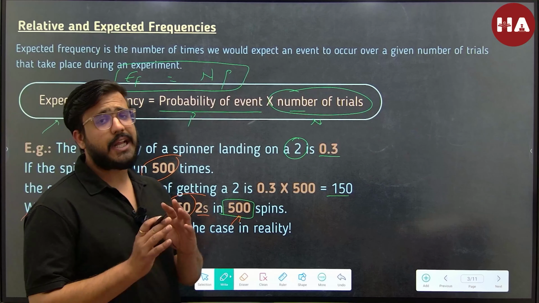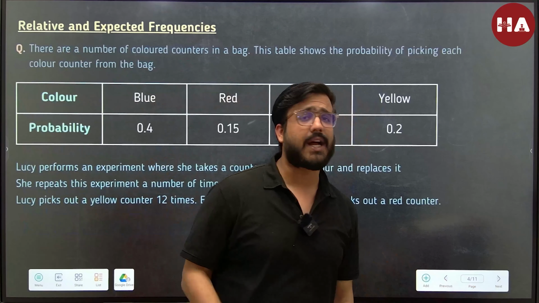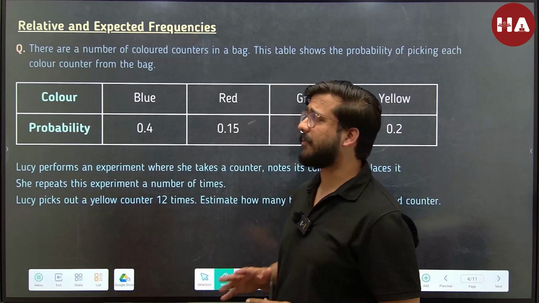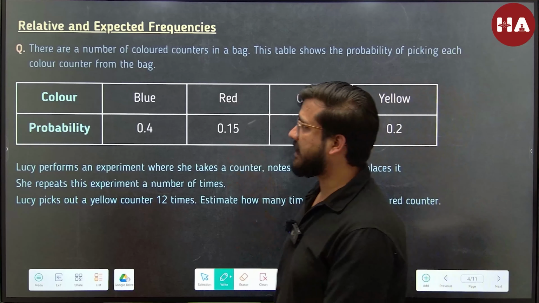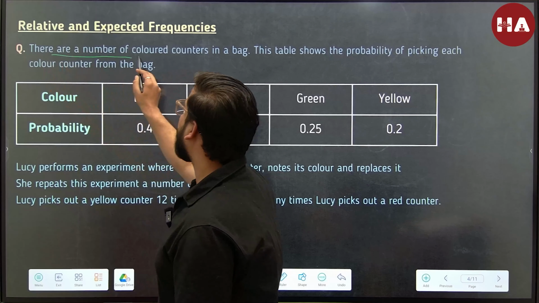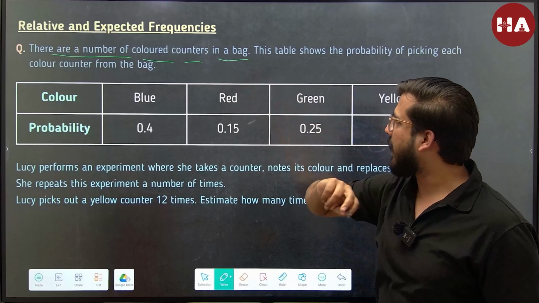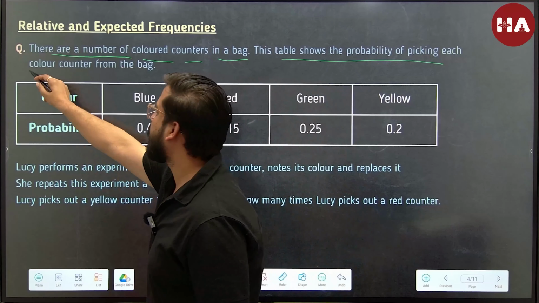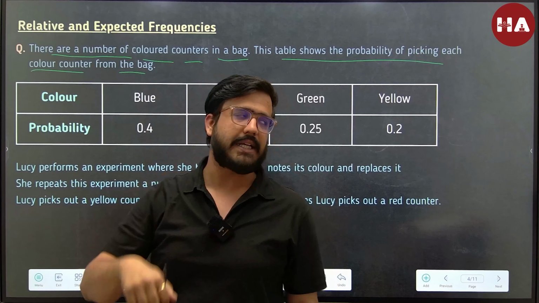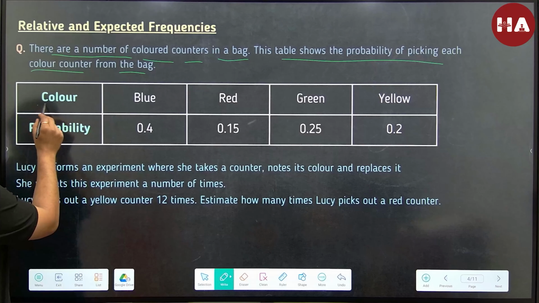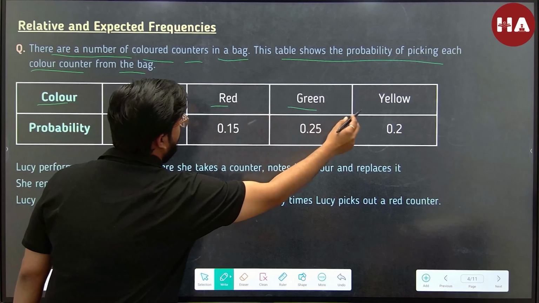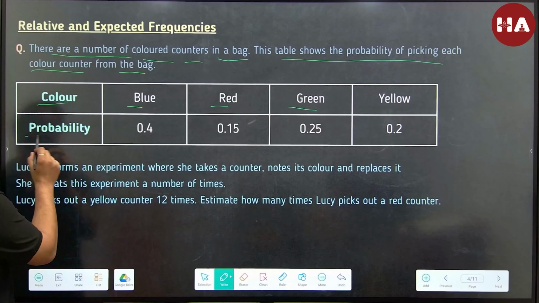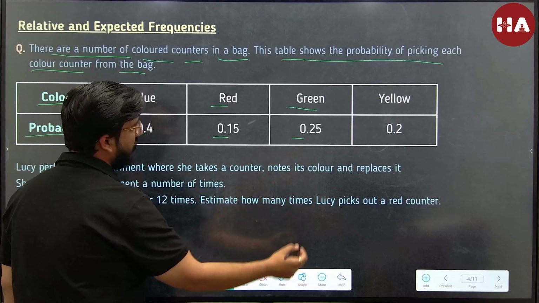Okay students, now let's proceed with the question and understand what expected frequency means. Here you can see the question has been given. There are a number of colored counters in a bag. This table shows the probability of picking each color counter from the bag. As you can see, there are 4 colors and the probability is already stated.